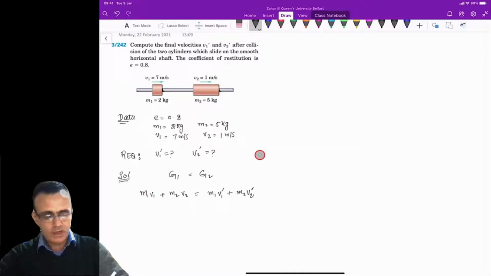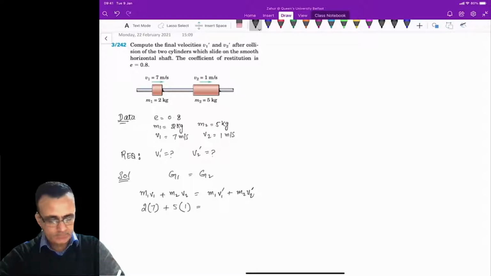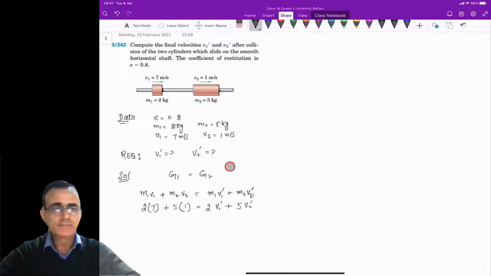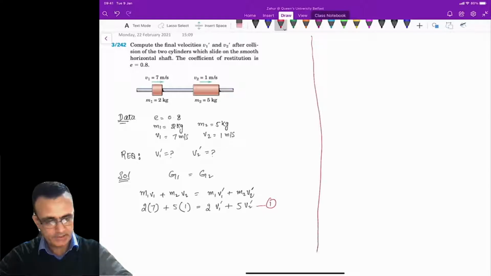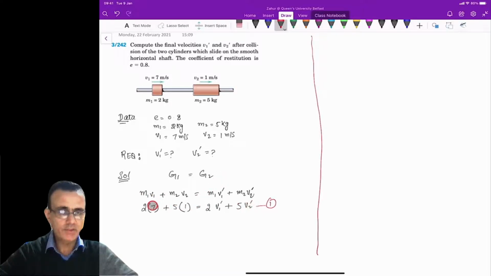Now we are given m1, which is 2 here, and you're also given v1, which is 7. Similarly, m2 is given, which is 5, and v2 is given, which is 1. And on the right hand side, we have 2 into v1 dash, and then you have 5 times v2 dash. So this is our equation 1. So we managed to get one equation from the law of conservation of momentum for the system here.